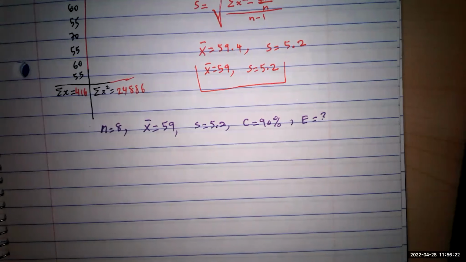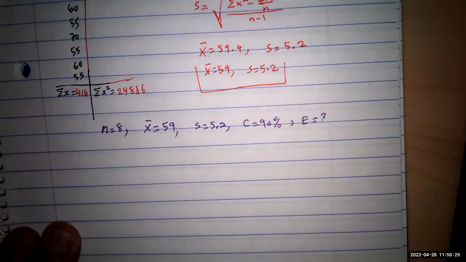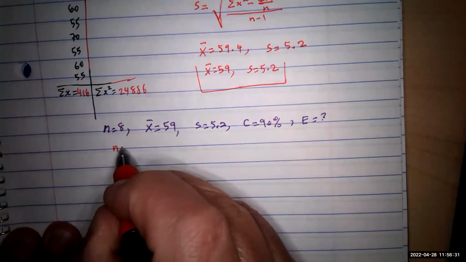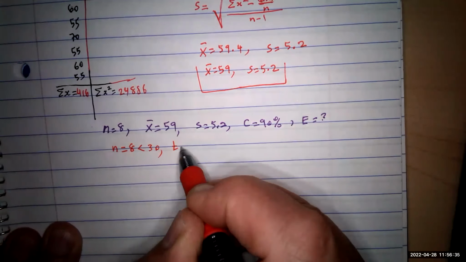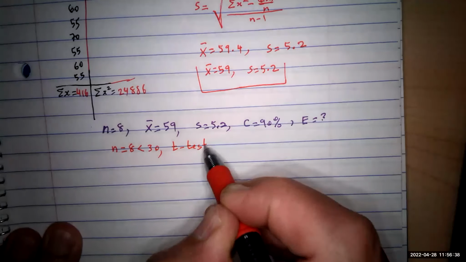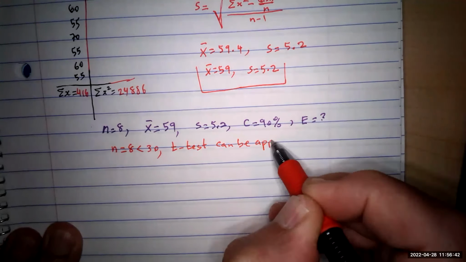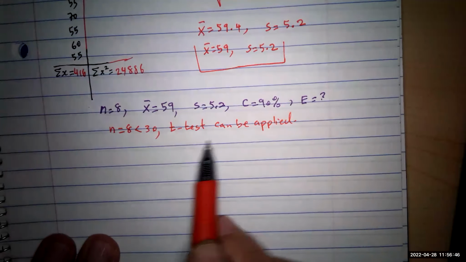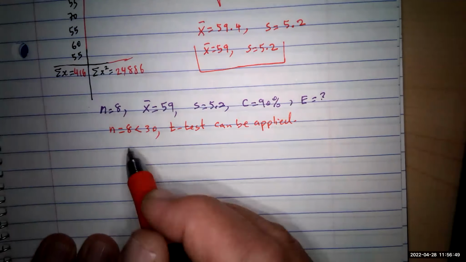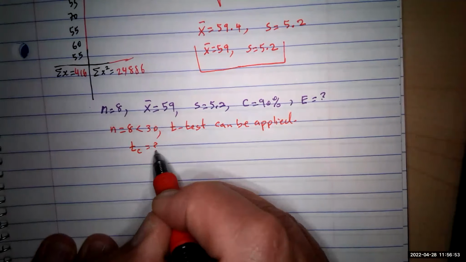Okay, there you are. Now the decision. N is, of course, less than 30, so we have to use the t-test. Okay, N is equal to 8, less than 30. So the t-test should be applied. That's the one. So we know the formula, we have to find the tc. So you have to find the tc.